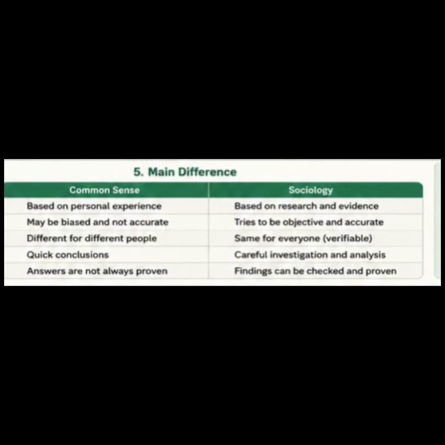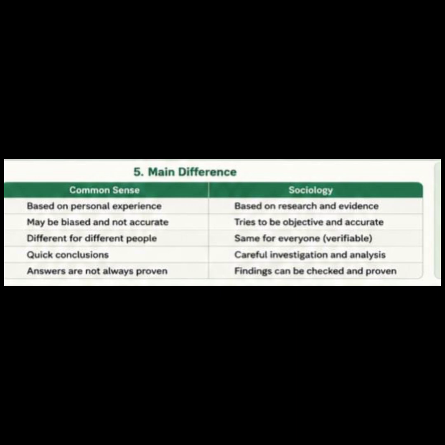Now, to understand it more clearly, let us see the differences between common sense and sociology. Common sense is based on personal experience. Sociology is based on research and evidence. Common sense may be biased and not accurate. Sociology tries to be objective and accurate.